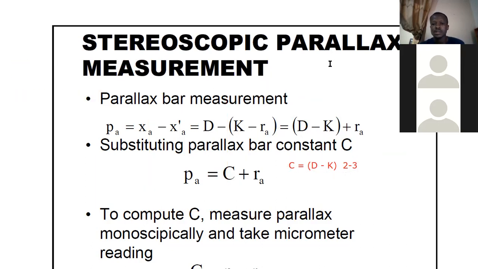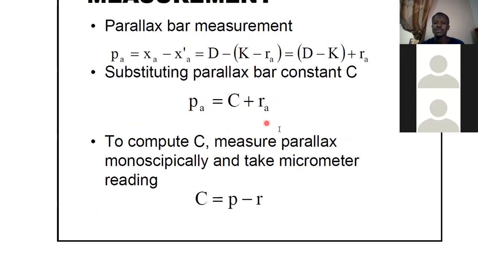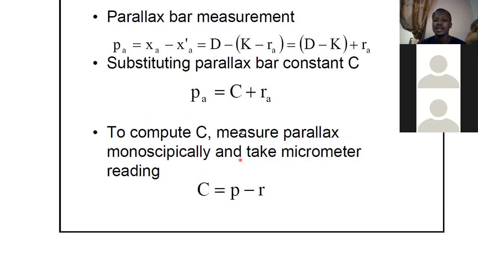So let's clear this one. We can now reduce the formula to: the parallax at any point is a constant plus a reading. So that's how the parallax bar works. We simply use this simple relationship. Now it's very important to realize, how do you get C? You get C by simply measuring it monoscopically. We can obtain C because we make C the subject of the relation up here. We take R to the other side, then we have P minus R, and then we can put the C back into the equation, and then we are good to go.